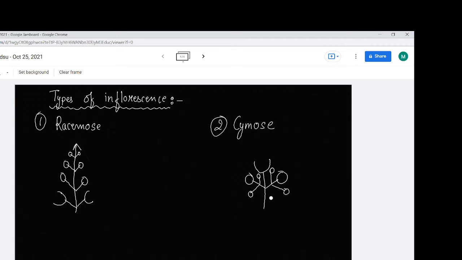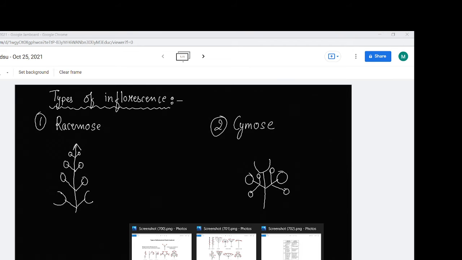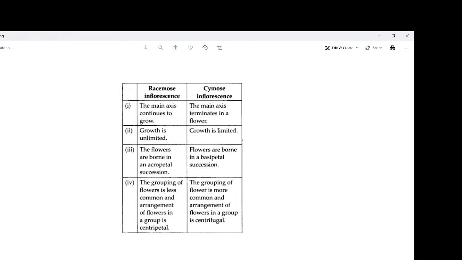So this is cymose. Now let me show you a tabulation which you can write down in your copy, and this will be helpful for you to understand the difference between them. So the racemose inflorescence, the main axis continues to grow. Growth is unlimited. The flowers are said to be in acropetal succession. This kind of arrangement, where the axis keeps on growing and the oldest flower is at the base and the newest flowers are at the top, is called acropetal succession. This kind of flower is less common in nature, and the arrangement of the flowers will be centripetal.